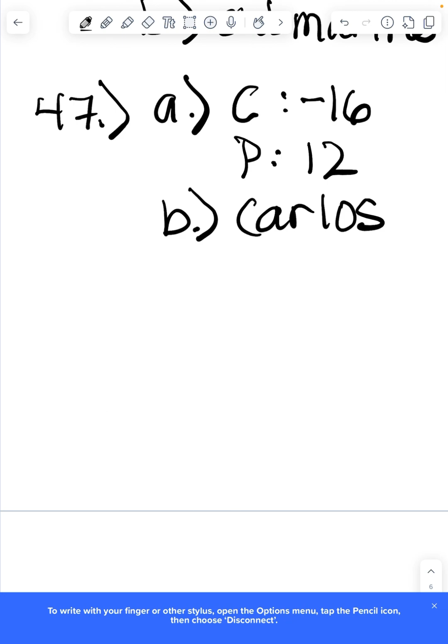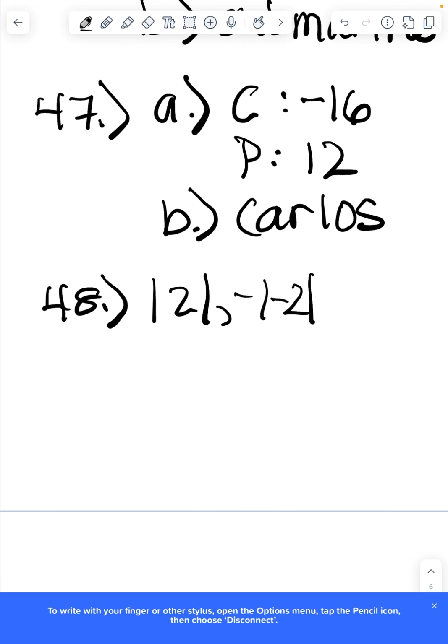Okay, almost done, guys. So we're going to do number 48 through 52 even. Number 48, evaluate each expression and then order the values from least to greatest using the less than symbol. So I'm going to take a second here to copy down what we're dealing with. We've got the absolute value of 2. Then we've got the opposite of the absolute value of negative 2. Then we've got the absolute value of 2 minus 2. And finally, the absolute value of 2 times 2.